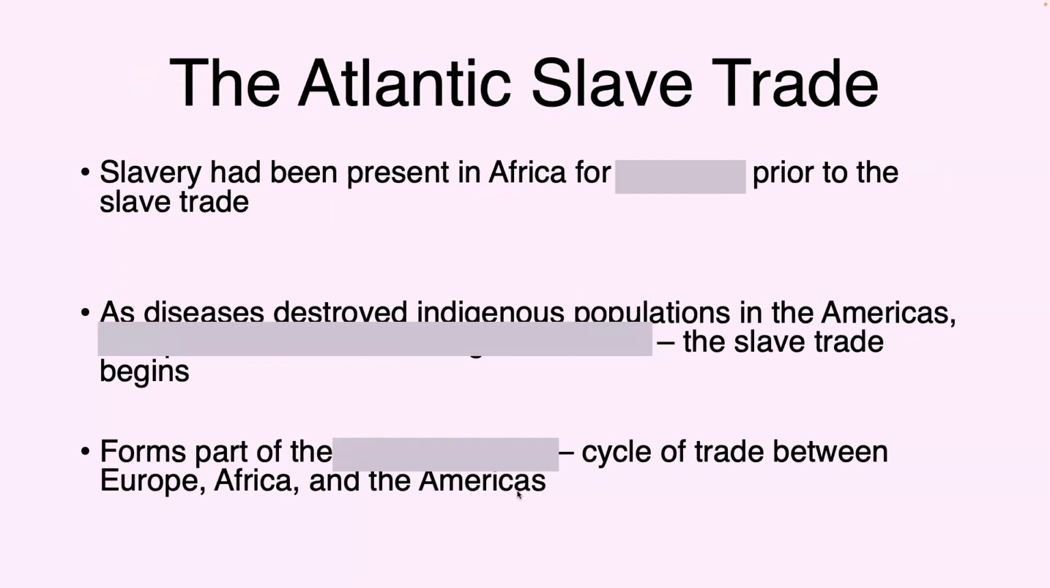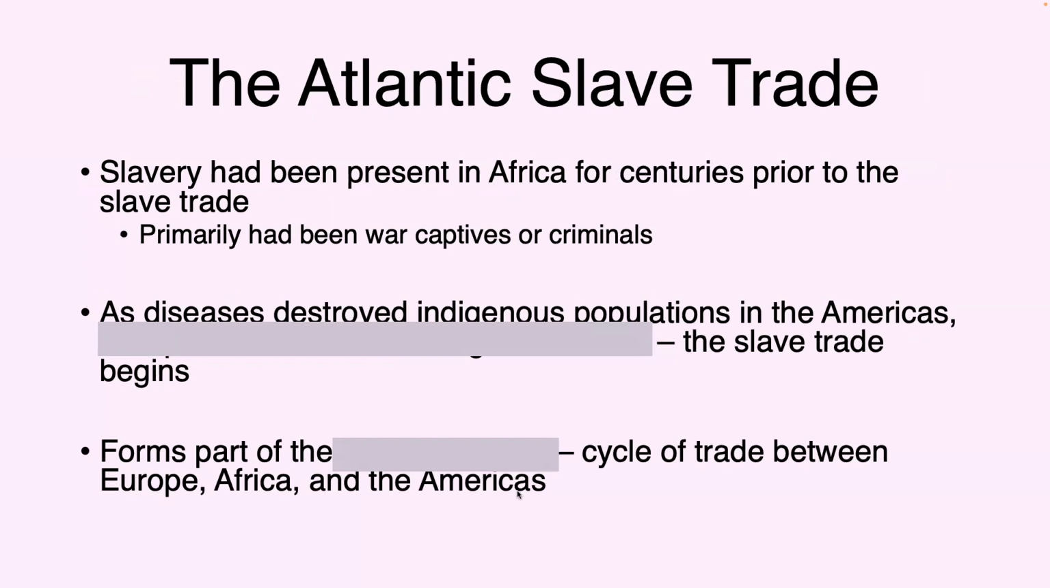Okay, so let's move on to the Atlantic slave trade. As I said earlier, slavery had really been present in Africa for centuries prior to the slave trade. Primarily, this had been through the form of war captives or criminals. So, with internal conflicts between different African tribes, different chiefdoms, different empires, slaves were taken in this fashion in the form of war captives or criminals within their own society. As diseases destroyed indigenous populations in the Americas, European colonizers were looking for laborers. So the slave trade begins.